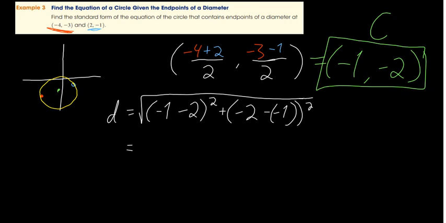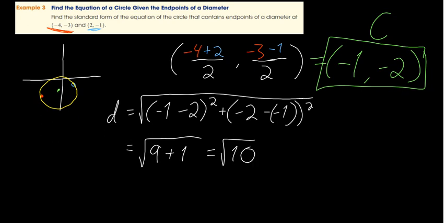-1 minus 2 is -3. -3 squared is 9. So we've got a 9 over here. And then we have a -2 minus a -1, so it becomes +1. So -2 plus 1 is -1. -1 squared is 1. So we've got 9 plus 1, which is equal to 10. So we have the square root of 10.